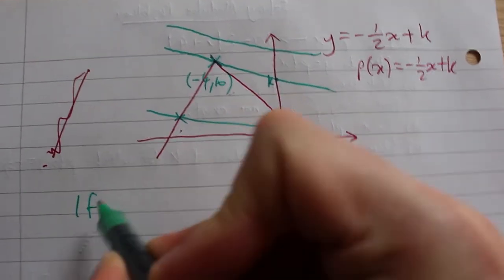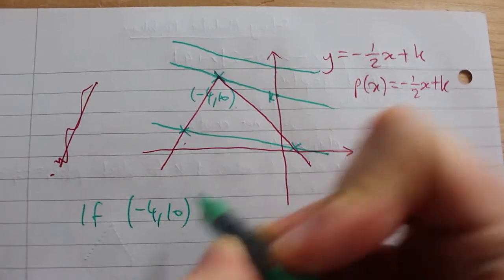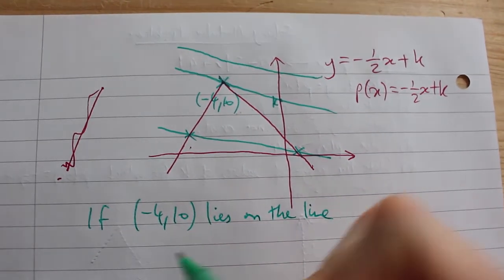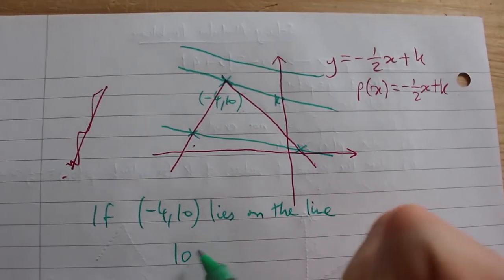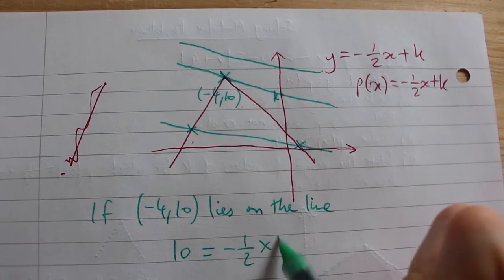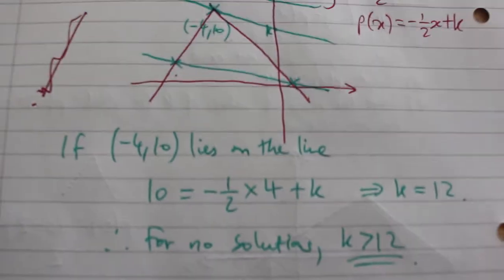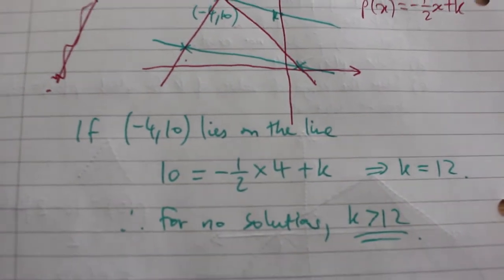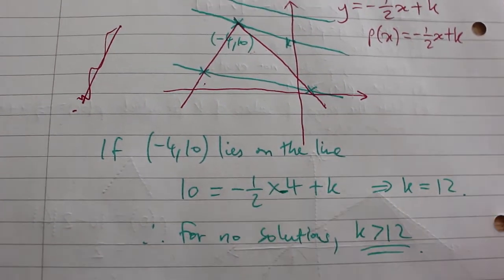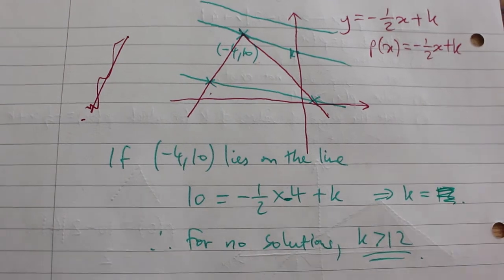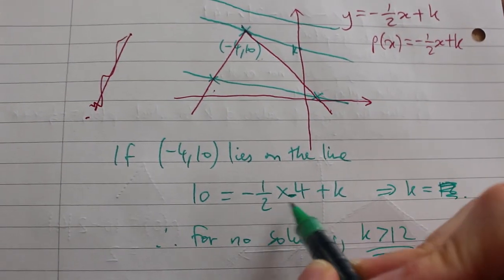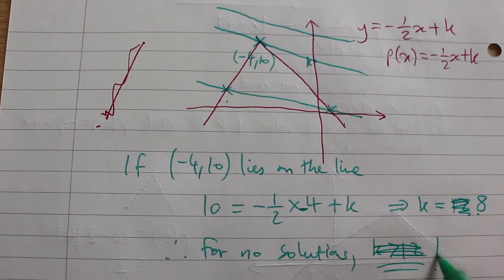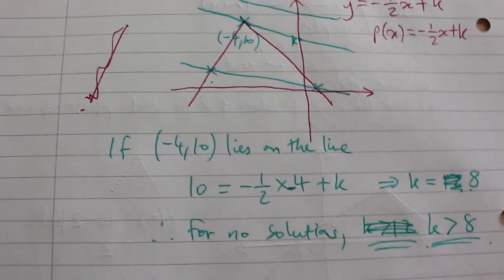So if minus 4, 10 lies on the line, we put it into the line, so 10, that's y, is minus a half times 4 plus k. I'm sorry, I've just realised it was minus 4, not 4. So this should have been minus 4, which gives us 10 equals 2 plus k, so k is 8. So the answer is actually k is greater than 8.